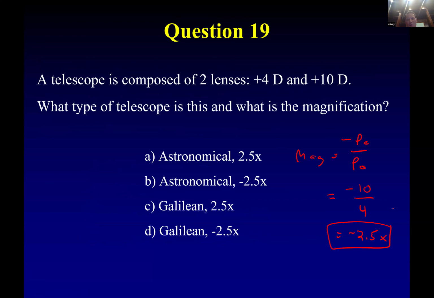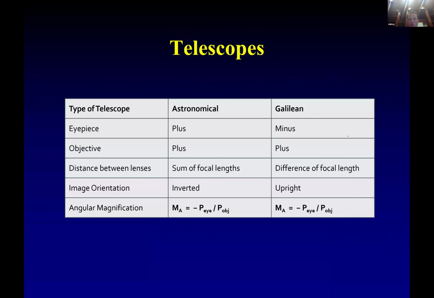With astronomical telescopes, the image is inverted, so the magnification almost has to be minus, whereas with a Galilean telescope, the image is erect, so the magnification will always be positive. If you have 2 plus lenses, the minus part in the equation will always make the magnification negative. If you have a minus and a plus, like in a Galilean telescope, that minus in the equation will cancel out the other minus and it'll be positive. So for astronomical telescopes, this magnification is always going to be negative, and for Galilean, it's always going to be positive.